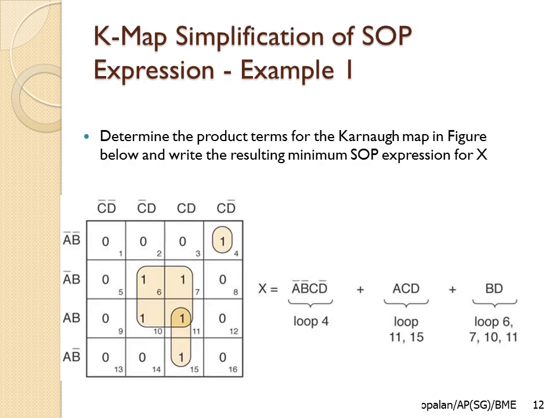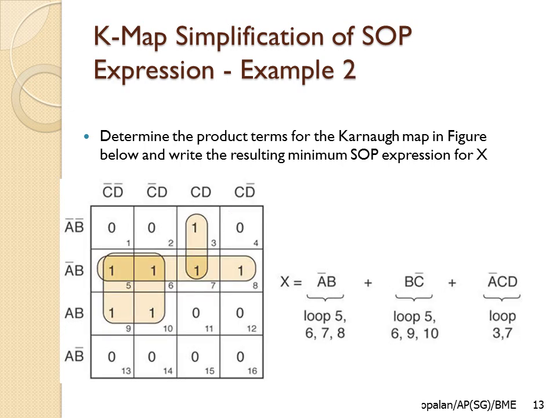So let us see. The terms that are unchanged will consist of your min term. Therefore, for loop 6, 7, 10, 11, your term would be BD, because B and D are unchanged, irrespective of A changing from A dash to A, and C changing from C dash to C, but B and D do not change. Therefore, ORing all the three product terms, you get the expression X, which is your output for this particular K-map. See another example.